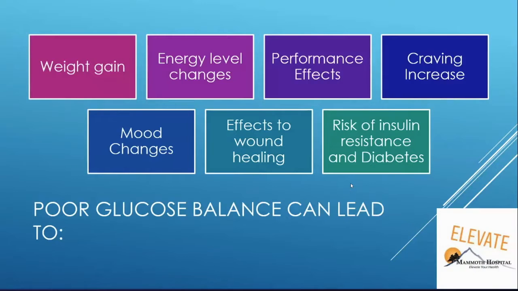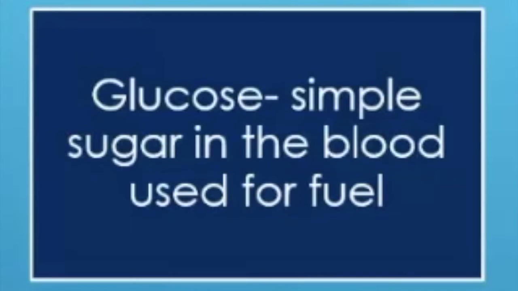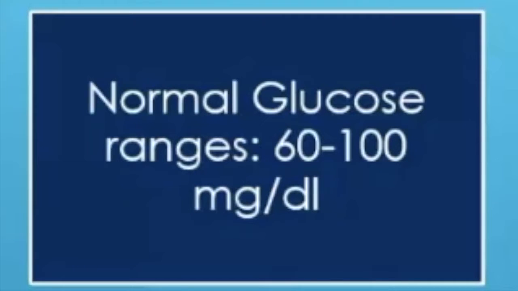And when we don't have the ability to produce or use the insulin we need, then we're at high risk for prediabetes, diabetes, and such. When I use the terminology of glucose, it is pretty much the sugar that's in our bloodstream and that is used throughout our body for fuel and energy. What is our normal glucose range for anyone that is non-diabetic? Our typical range is anywhere from 60 to 100.